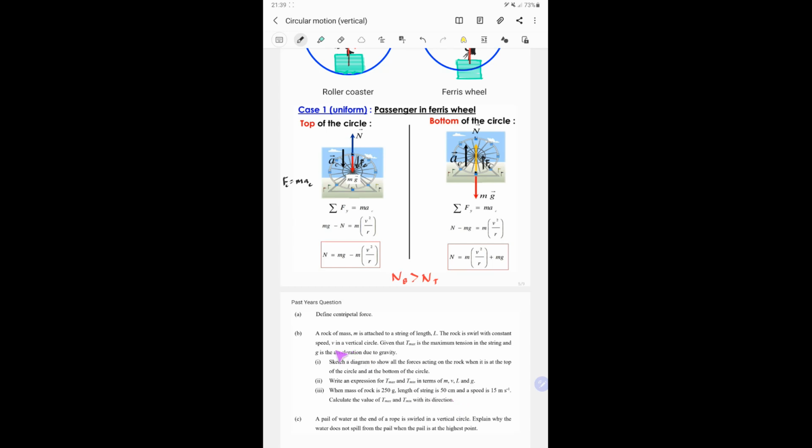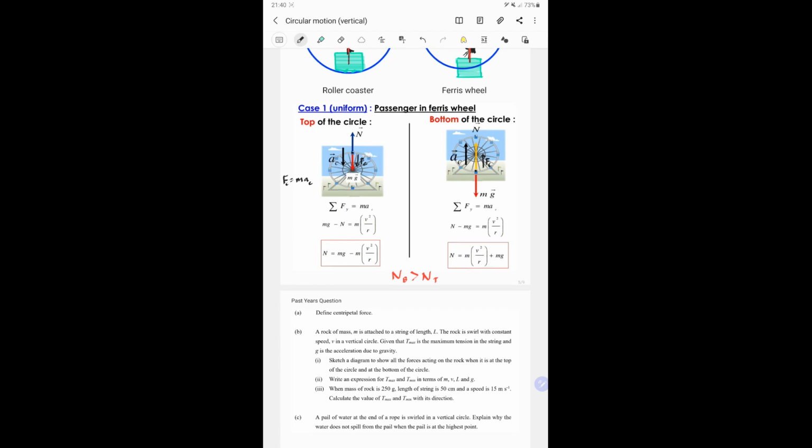And then for the third case, you are given a pail of water at the end of a rope swirled in a vertical circle. Explain why the water does not spill from the pail when the pail is at the highest point. See, at the top, it seems like the bucket is in an inverted position, isn't it? But the water inside the bucket still doesn't spill out. So why? How do we answer this question? Let's start with the first one, which is the definition of centripetal force.